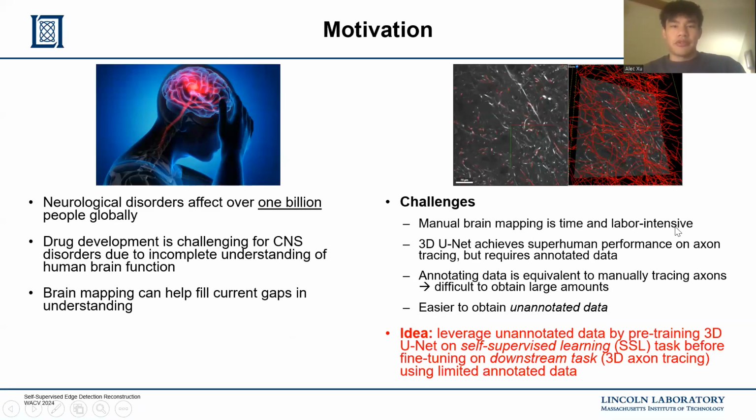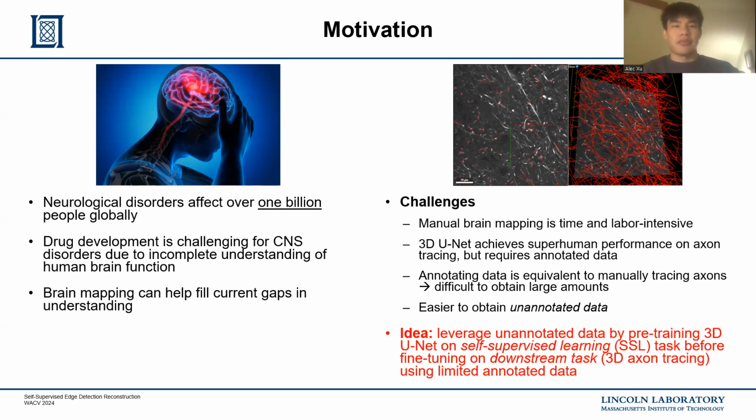Over 1 billion people suffer from neurological diseases worldwide, and it can be challenging to develop optimal drugs or treatments for these disorders. And that's simply because we don't have a complete understanding of how our brain functions. One way we can potentially fill our gaps in understanding is through brain mapping, which is the process of mapping out connections between neurons in a brain. And these connections are known as axons.